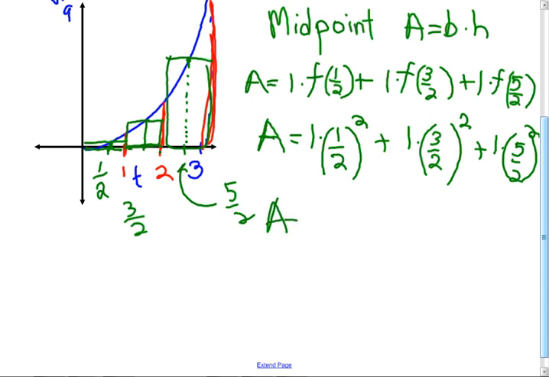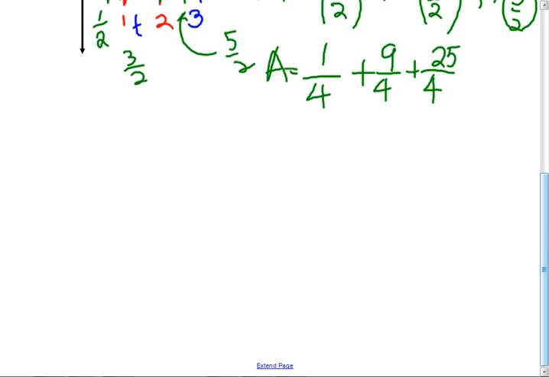What's 1/2 squared? 1/4. It was nice that the bases were all 1. That was really nice. Plus 3/2 squared is 9/4. Plus 5/2 squared is 25/4. And then what do you do to add fractions? Just add them up. 1 and 9 is 10, and 25 is 35. Don't add those denominators. Which is, not approximately, it is 8 and 3/4, or 8.75.